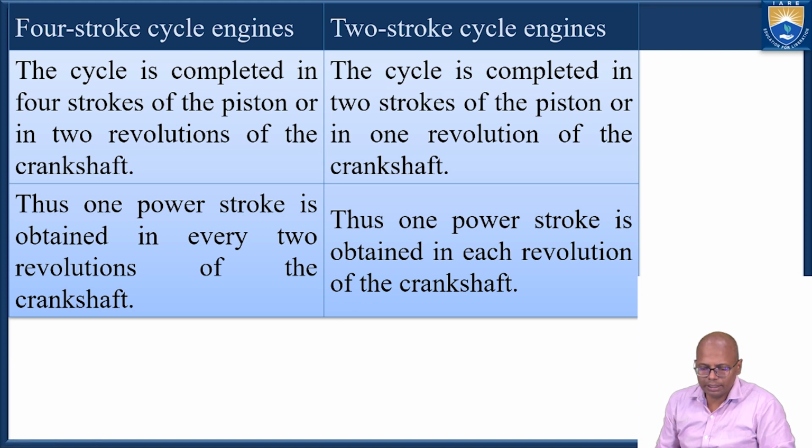Now what is the difference between the two stroke engine and four stroke engine? In a four stroke engine, the cycle is completed in 4 strokes of the piston or 2 revolutions of the crankshaft, and in a two stroke engine the cycle is completed in 2 strokes of the piston or 1 revolution of the crankshaft. Thus 1 power stroke is obtained in every 2 revolutions of the crankshaft in a 4 stroke engine, and 1 power stroke is obtained in each revolution of the crankshaft in a 2 stroke engine.